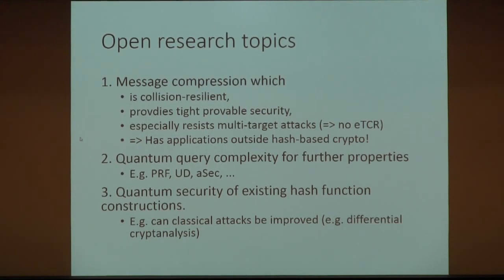Okay, so I collected some open research topics, as it's a school, so if anyone's interested in working on this stuff, I think one of the main open targets is how to do the message compression in a collision resilient way that provides tight, if possible, standard model security, especially resisting multi-target attacks. This excludes plain randomized hashing. So this RMX stuff actually does not work because then you get a lot of targets still.